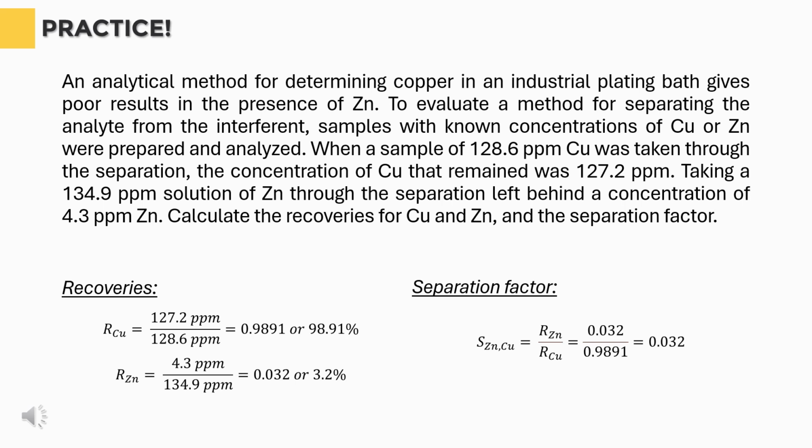For the solution, using the analyte recovery Ra and interferent recovery Ri equations, will give for copper 0.9891 or 98.91% recovery. And for zinc, it is 0.032 or 3.2% recovery. The separation factor is calculated as given, and it gives a separation factor of 0.032.